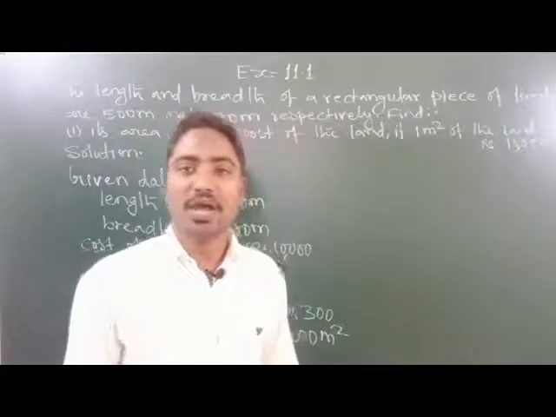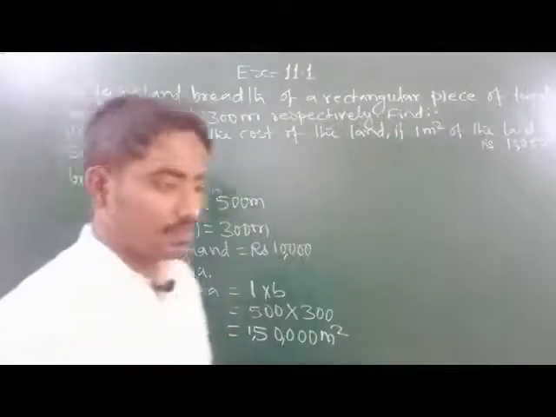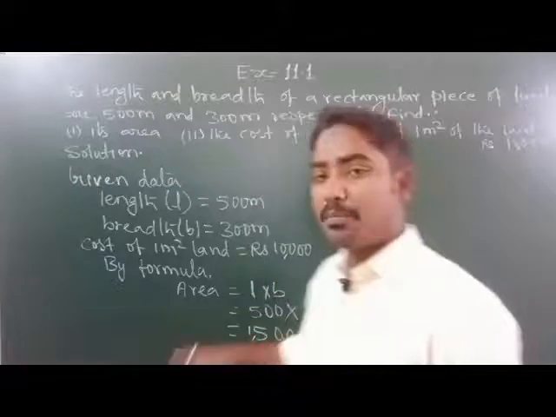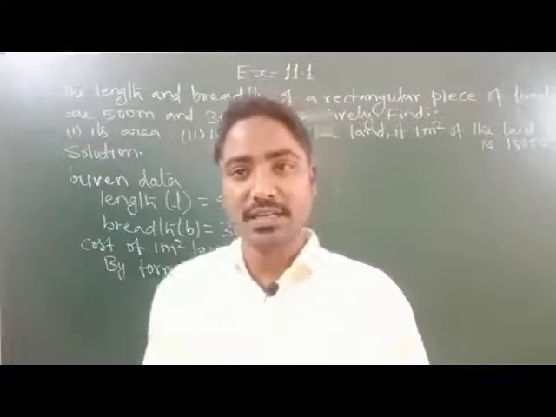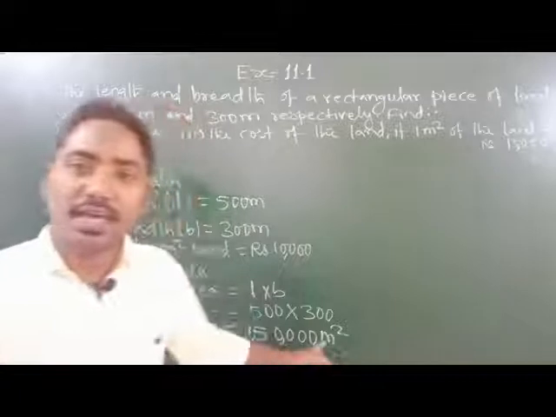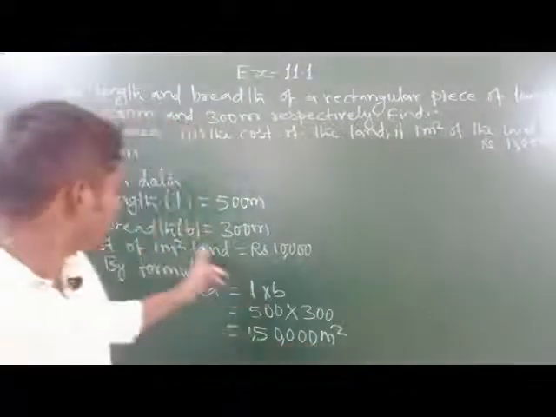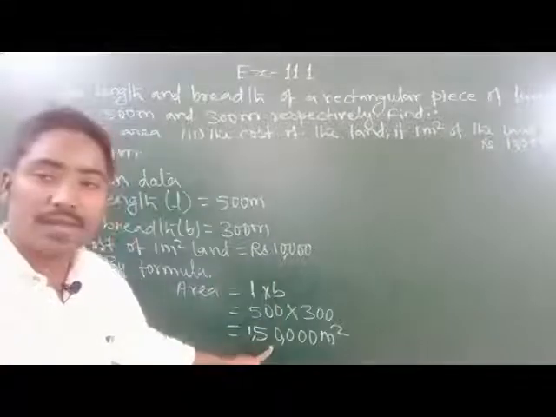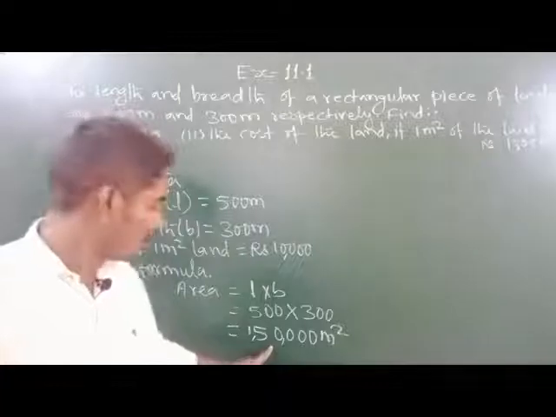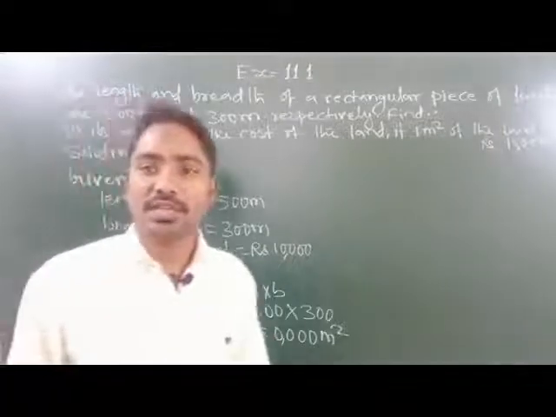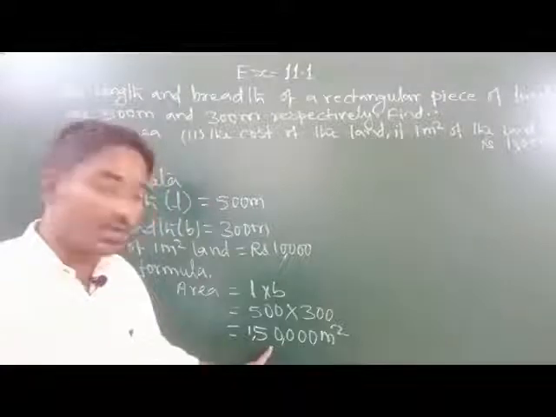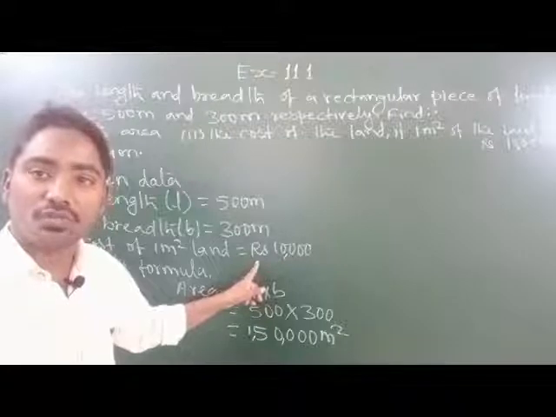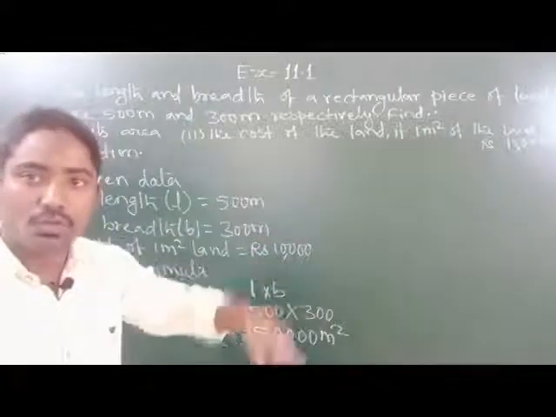Now we have to calculate the cost. Students, I have told you in my introduction video also, if the cost of anything is given per meter square, then you have to consider that it is area that we have to calculate. So area we have already calculated. It says the cost of 1 meter square land is 10,000 rupees. So how much will be the cost of the land which is 1,50,000 meter square? Simply, if we multiply the total area by the cost of 1 meter square land, students, then we will get the cost of the total piece of land.